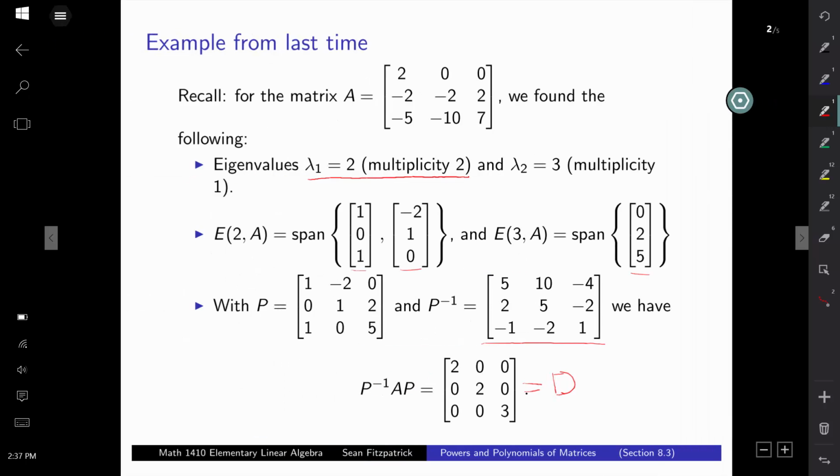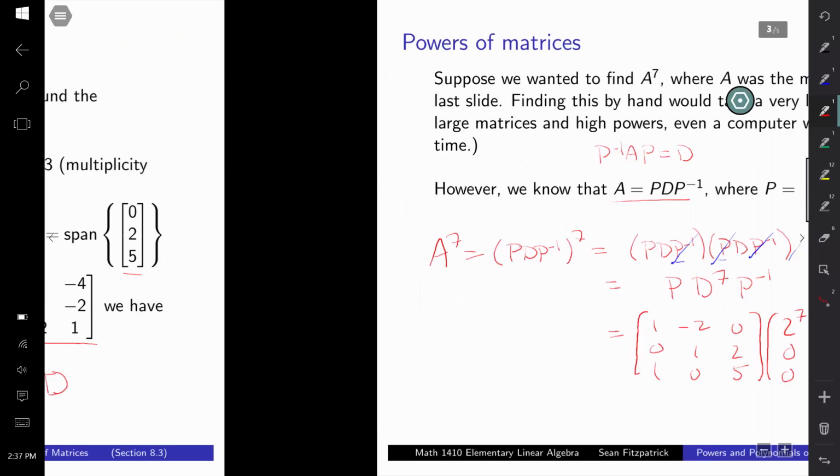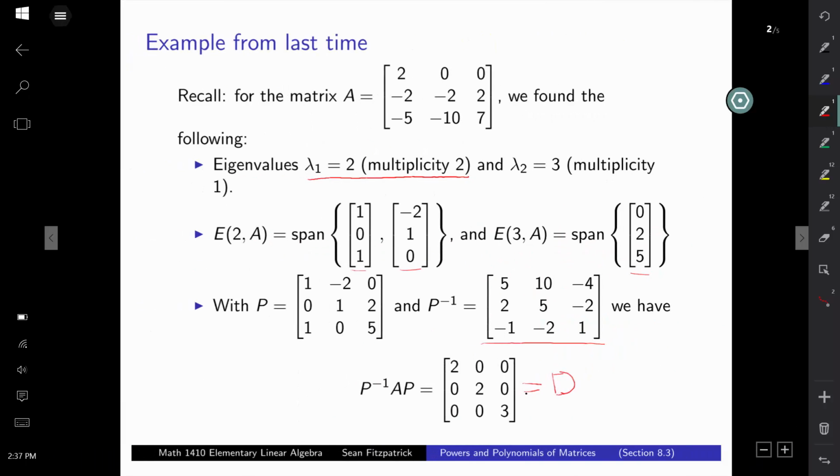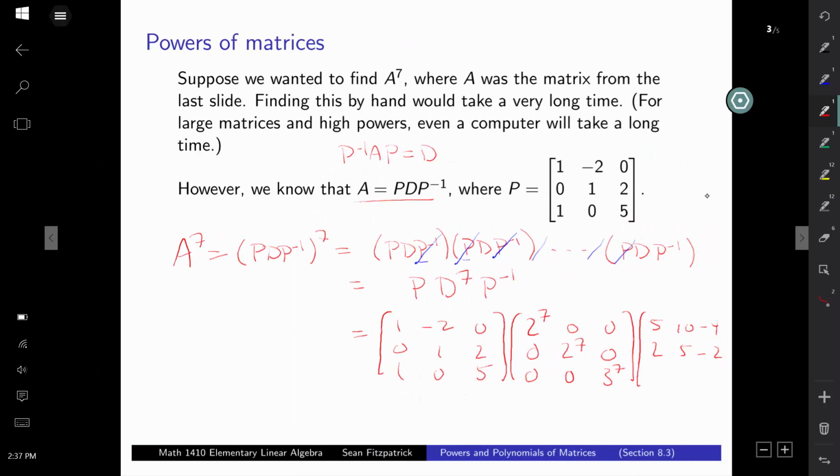Where is it? There it is. 5, 10, minus 4. 2, 5, minus 2. And minus 1, minus 2, and 1. Okay, and then I just have to multiply that out.